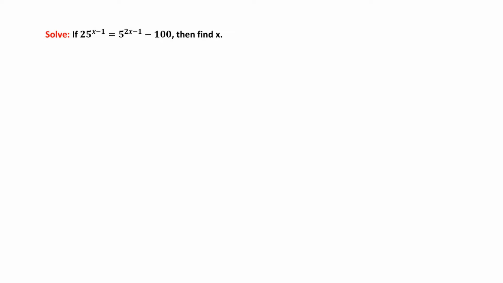Solve: if 25 to the power x minus 1 is equal to 5 to the power 2x minus 1 minus 100, then we have to find the value of x. Alright, so let's solve this problem.